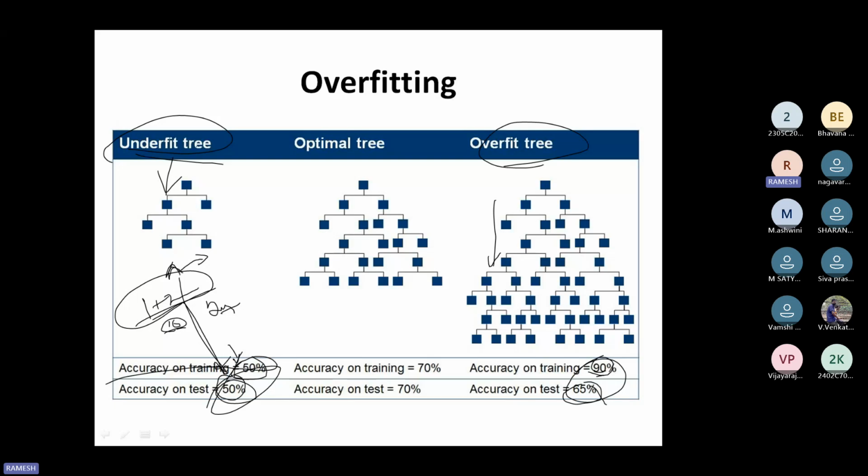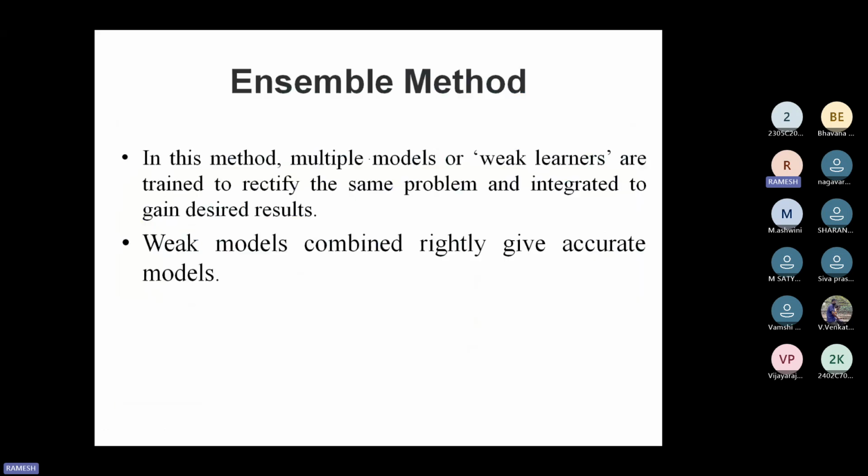So in these situations, either when a model is underfit or overfit and not able to provide a best-fit model, we are going to combine 2 or more models to provide a strong, robust, best-fit model. That is called the ensemble approach. So we are combining multiple models.